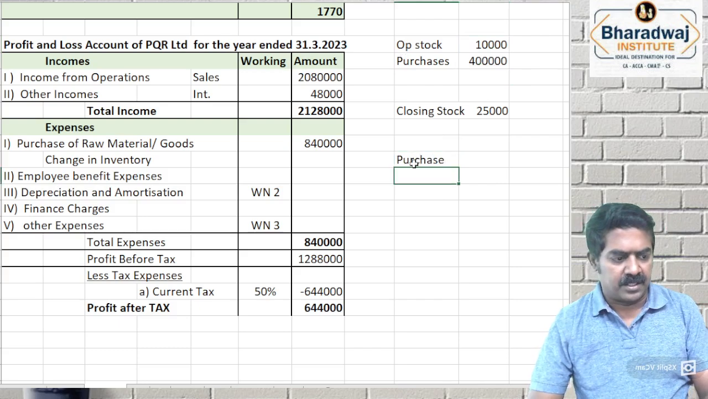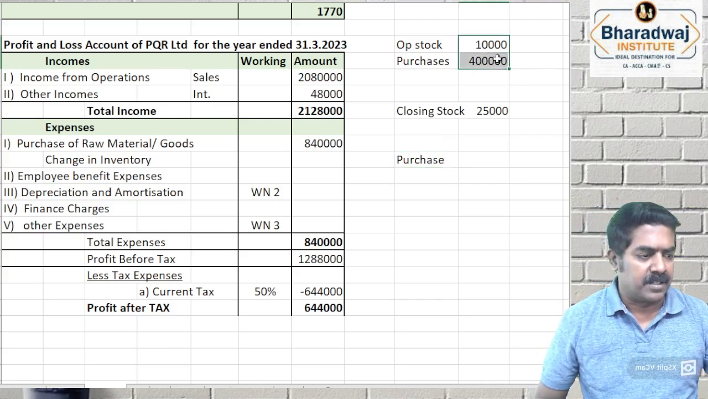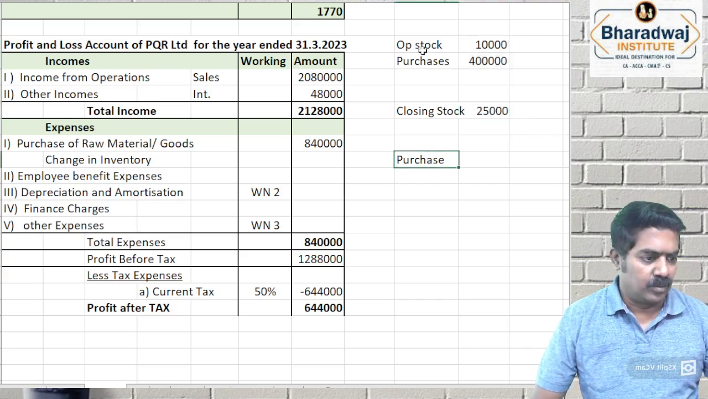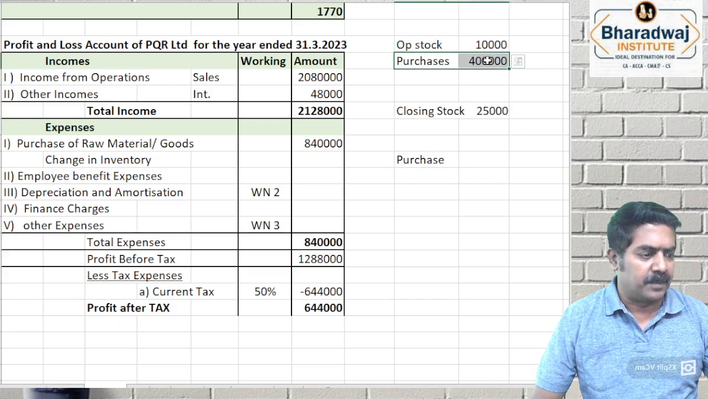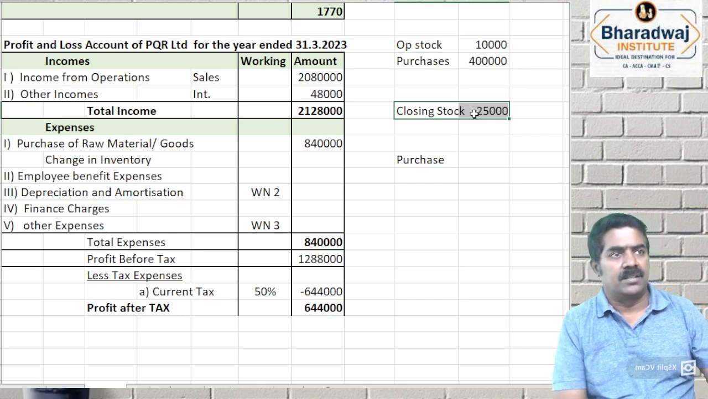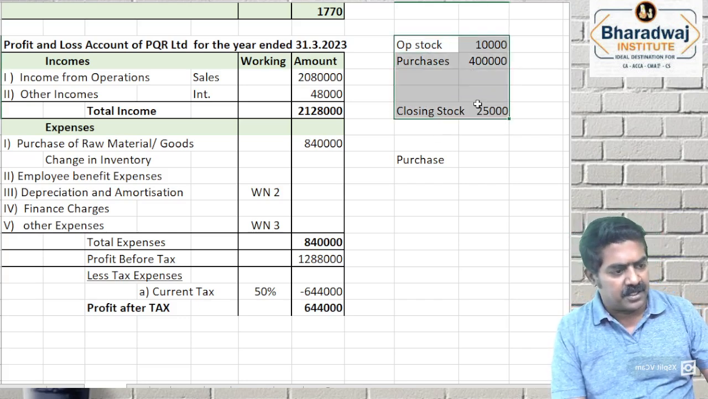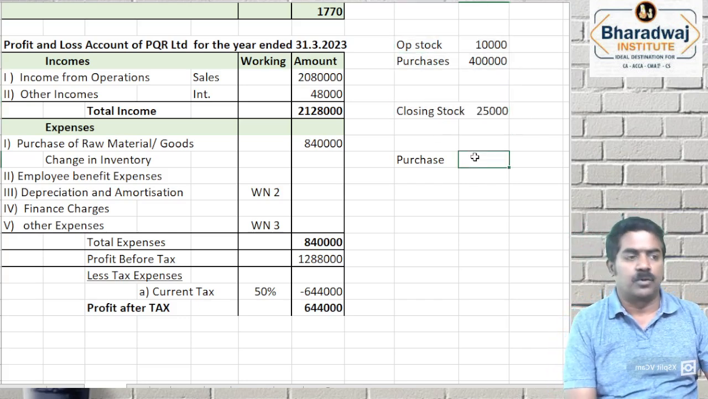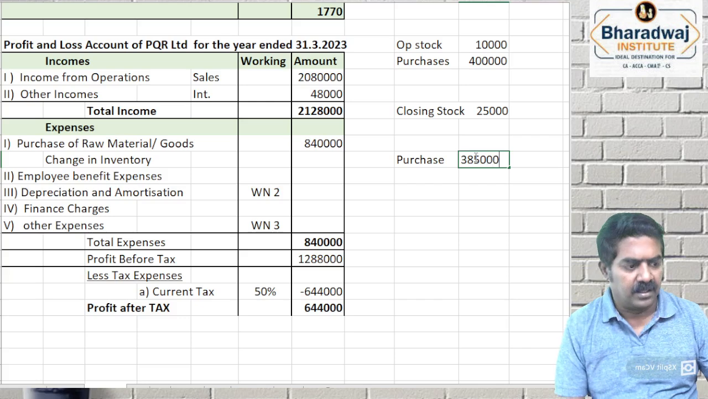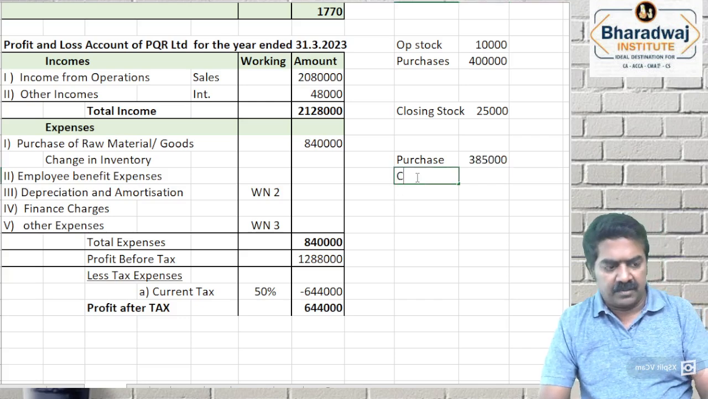How to adjust purchases? Opening stock plus purchases minus closing stock. One method is showing opening stock and purchases in the trial balance and showing the closing stock in the adjustments. Second, adjust opening stock, purchases and closing stock and work out the adjusted purchases. How much will it come? 3,85,000. And showing the closing stock within the trial balance.